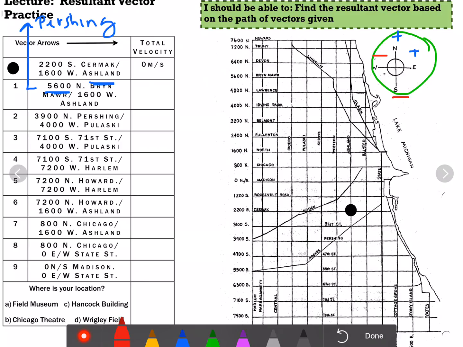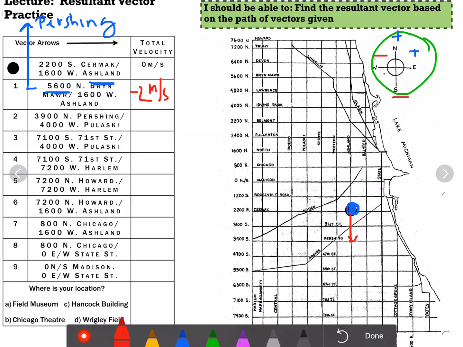So we are first going to be starting right here, Ashland and Cermak, and the first step, we're going to 5600 North Pershing and 1600 West Ashland. So 5600 Pershing, I'm going to be going down to Pershing, and I'm on Ashland. Okay, and so here, how many blocks did I go? I went 2 blocks, so negative 2 meters per second. Now we're just going to use the unit of velocity, even though it might not quite match up if you're going down a city block, but it is a good representation.